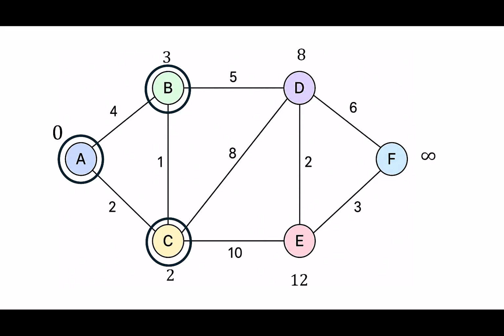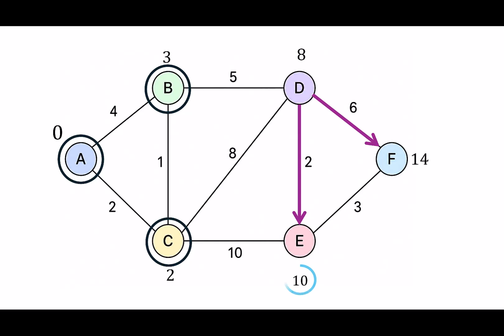From D, we need to look at both E and F. To go to E, we're going to add 8 plus 2, which gives us 10. Then D to F will be 8 plus 6, which gives us 14. For vertex E, our new path of 10 is shorter than the 12 we had previously, so we're going to switch that out to say now we have a shorter distance of 10. For F, we previously had infinity, so we know we can put the 14 in for our path for F.